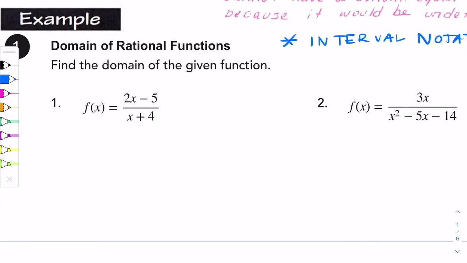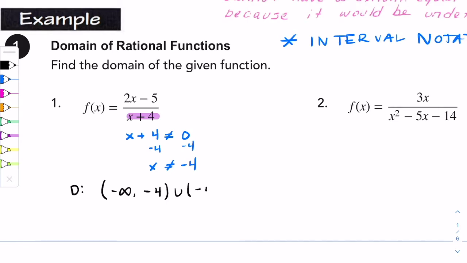Starting with number 1, our fraction is 2x minus 5 over x plus 4. At this point, we don't care about the numerator. We just look at x plus 4. We know that the denominator cannot equal 0. Again, we have done this, so hopefully this is just a refresher. Subtract 4. x cannot equal negative 4. That's telling us that the domain of the entire rational function is any number except negative 4. It's written as negative infinity to negative 4, union negative 4 to positive infinity.